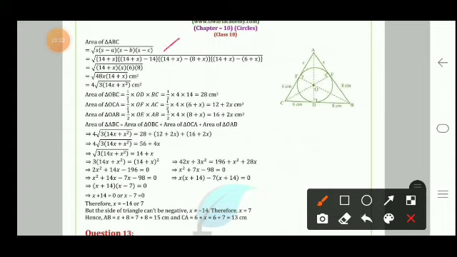This is the formula. Putting the values, S is 14 plus X, so 14 plus X minus 14, 14 plus X minus 8 plus X, then 14 plus X minus 6 plus X. Then the result is equal to root of 14 plus X into X into 6 into 8. So we have 48X into 14 plus X. So we can write the result in this form, that is 4 square root 3 times 14X plus X square.